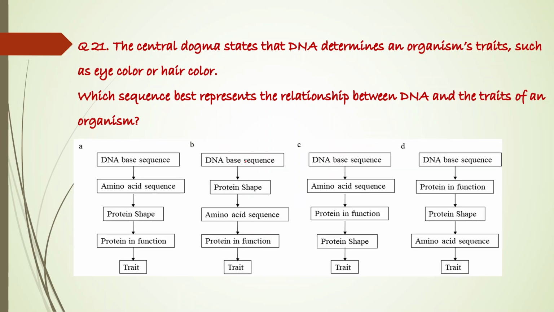The central dogma states that DNA determines an organism's traits, such as eye color or hair color. We all know that. We all get that from our DNA. Which of these sequences best represents the relationship between DNA and the traits of an organism? So these are the four sequences, or you can say four processes, in a chart form that is represented here. Which of them are correct going from DNA to traits?